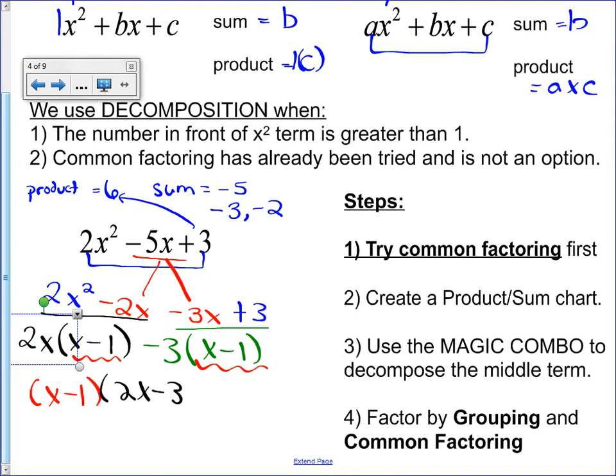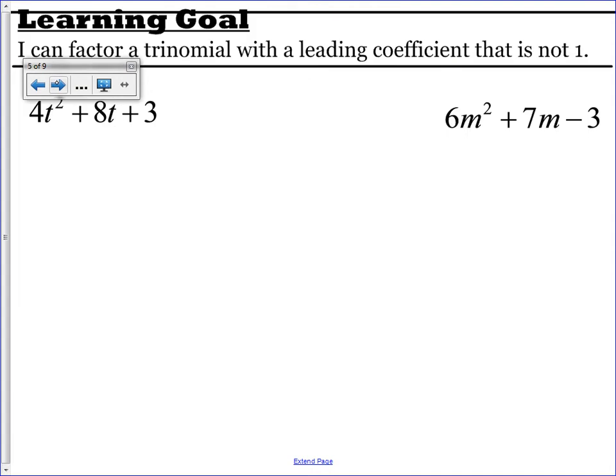2x minus 3. So this involves every type of factoring that we've done. Common factoring, factoring by grouping, product sum to get this. This is all encompassing. And you'll always get two binomials. And again, if you do factoring, or FOIL, if you expand that, you will get 2x squared minus 5x plus 3. Does anyone have any questions about this? Okay, let's try another example.